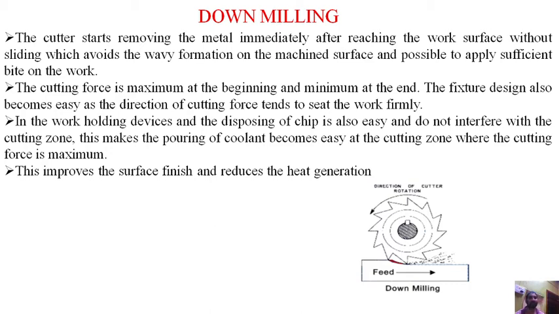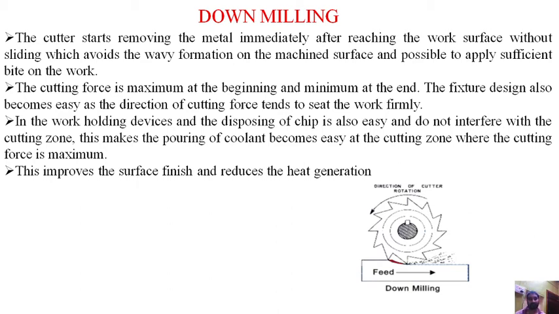In up milling, the cutting force is maximum at the beginning and minimum at the end, so that is opposite to down milling. The cutting force is maximum at the beginning of down milling and minimum at the end. The fixture design also becomes easy as the direction of cutting force tends to seat the work firmly.